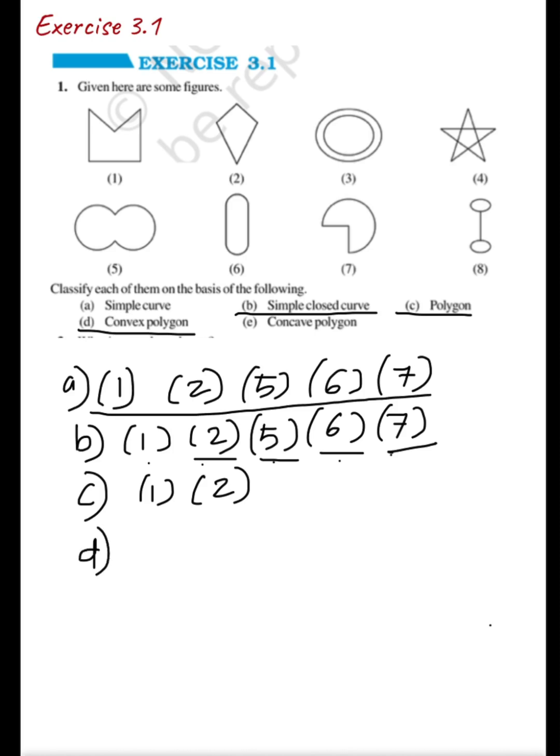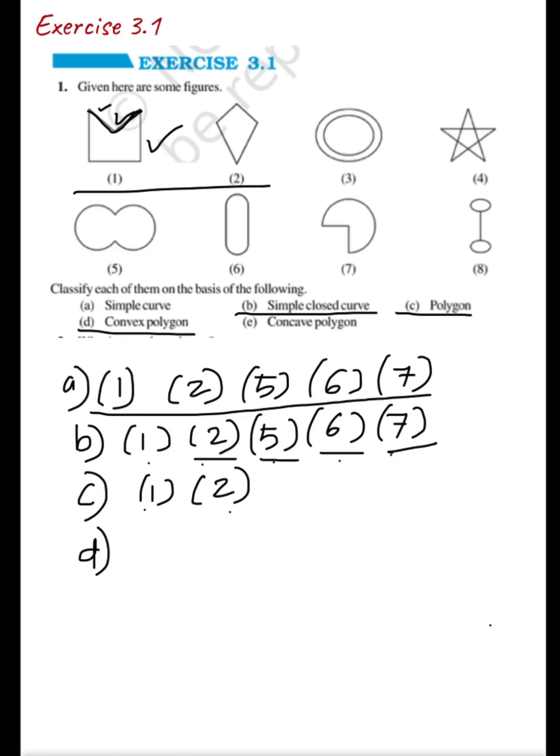D is convex polygon. So we have already identified the polygons from C, that is 1 and 2. Now among this 1 and 2, you need to identify the convex polygon. First one, is it a convex polygon? What was the definition of a convex polygon? No line segments lie inside. But here you can see that this line segment and this line segment, both are lying inside the polygon. That means it is not a convex polygon.